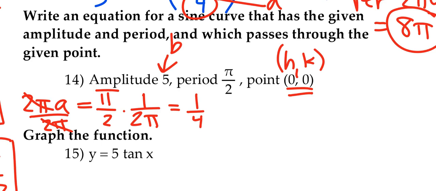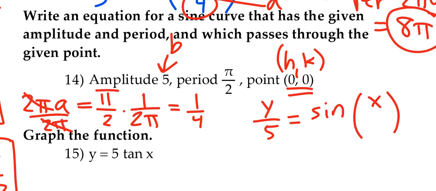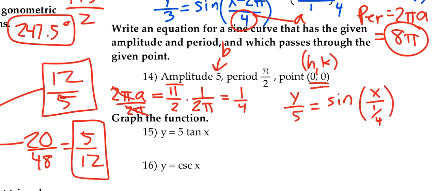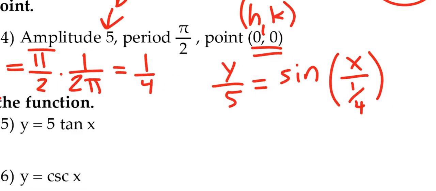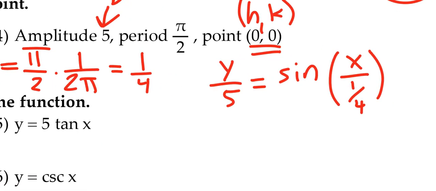Write an equation. So what do you think we should write? y over 5 equals sine of x over 1/4. What if the answer didn't look like that? What if it's multiple choice, so we have to find an answer that looks like this one, or is equivalent to it? I like that idea. Multiply by 5, so we get y equals 5 sine.